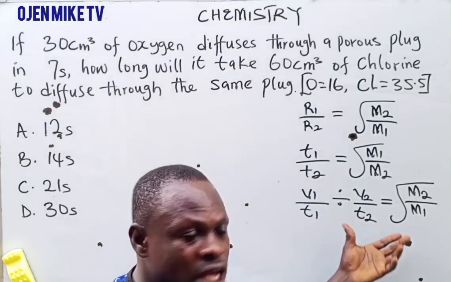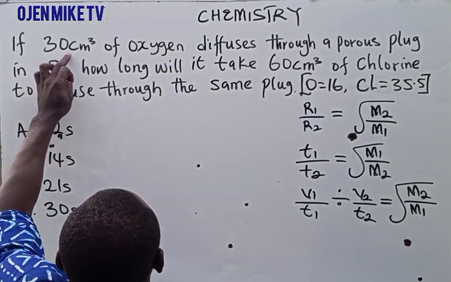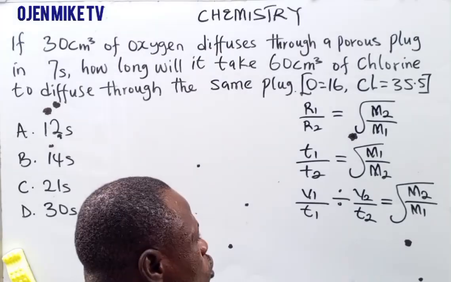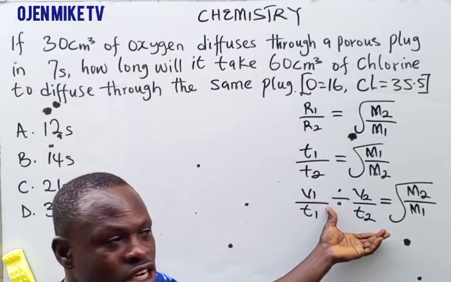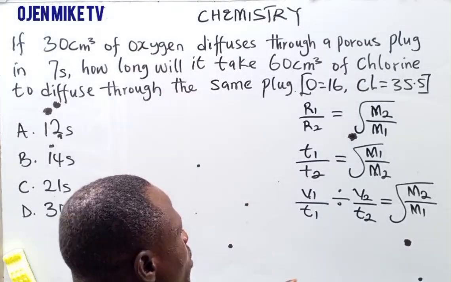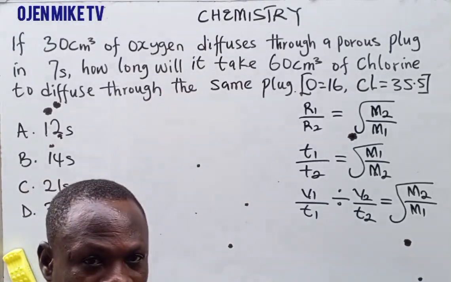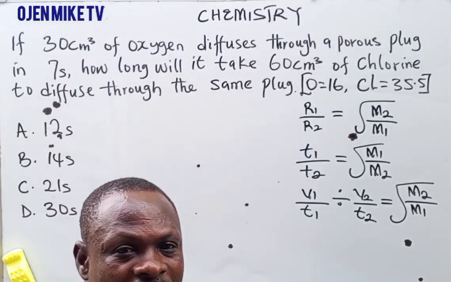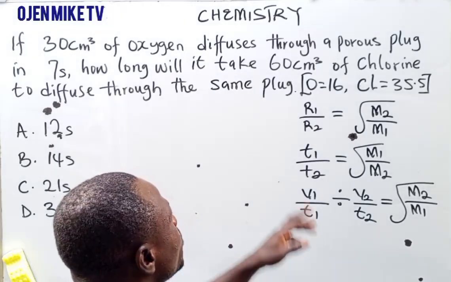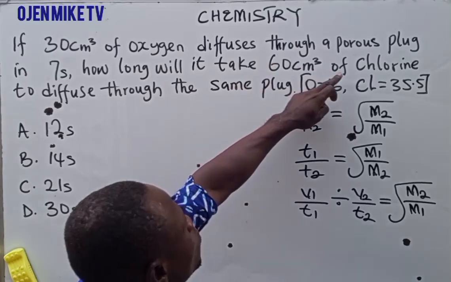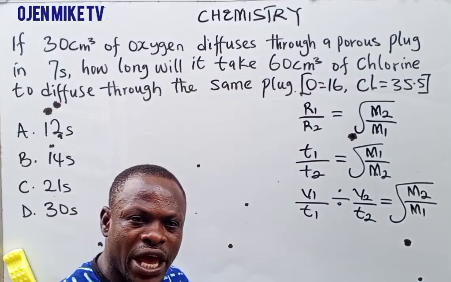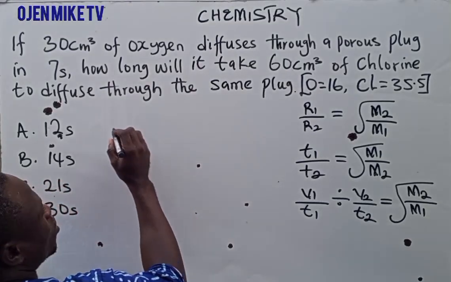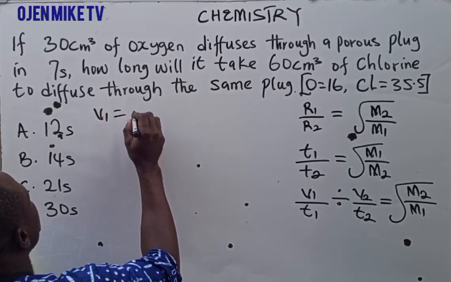Use this formula. So in this question, we are given volume, and we are given time. So volume and time is given. So we are going to use this formula for calculating this particular problem. We are going to identify our volume 1 and identify our volume 2. Our volume 1 is the one that has a lesser molar mass. Oxygen and chlorine, which one has a lesser molar mass? Oxygen has a lesser molar mass.